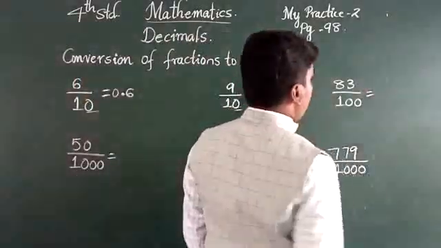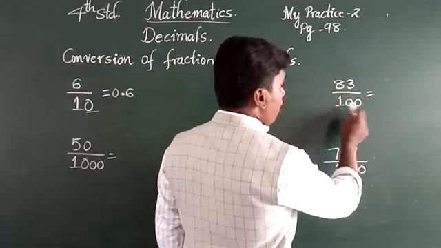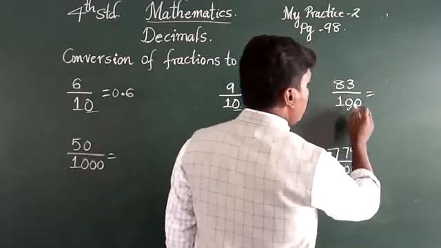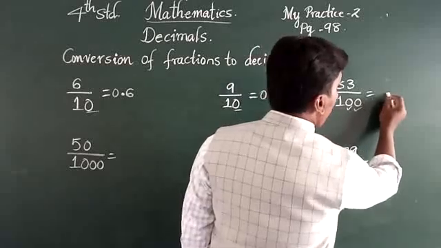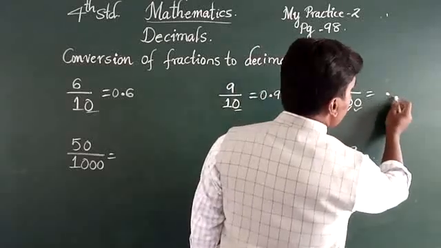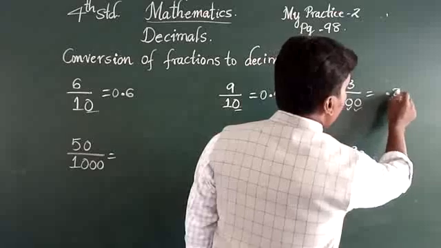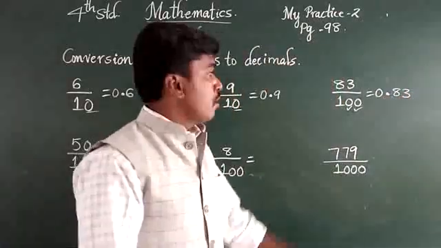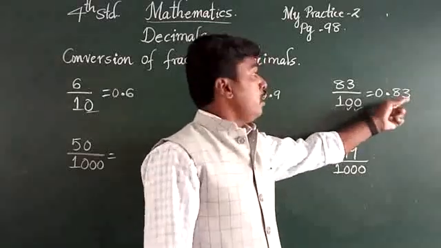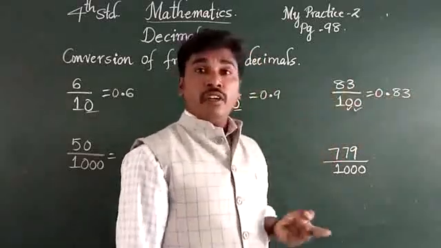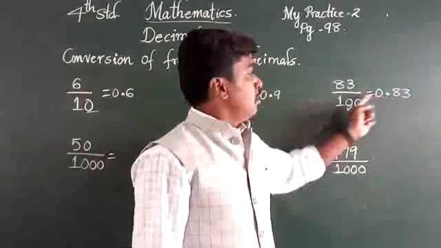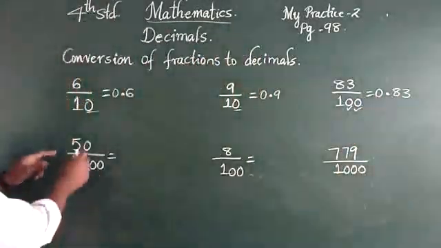So come to the third one. It is 83 by 100. How many zeros are there? 1, 2. There are 2 zeros. Decimal point after 2 digits will come. It is 83. So 0.83. What is there in the numerator? That is 83. Point after 83 will come.